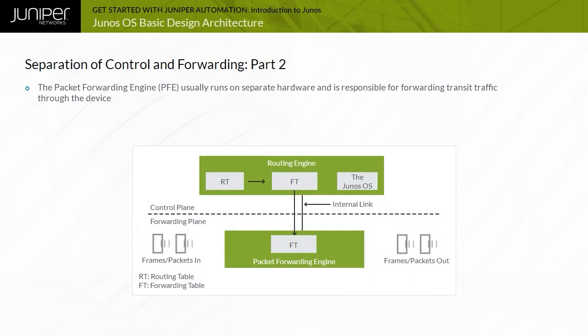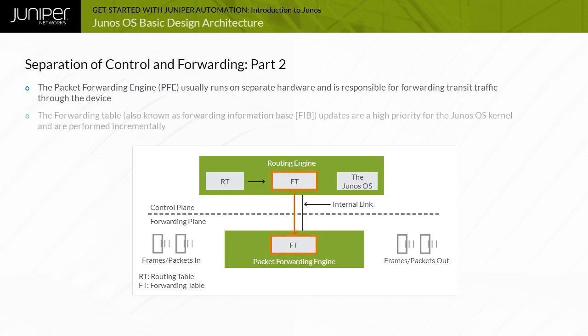The PFE usually runs on separate hardware and is responsible for forwarding transit traffic through the device. In many platforms running the Junos OS, the PFE uses ASICs for increased performance. Because this architecture separates control operations, such as protocol updates and system management, from forwarding operations, platforms running the Junos OS can deliver superior performance and highly reliable deterministic operation.